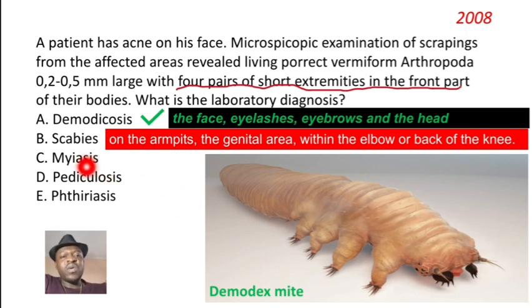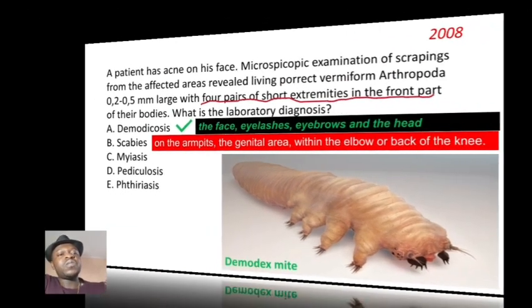All these answers are wrong. Myiasis is caused by tissue eating larvae transmitted by the wall fat fly. Pediculosis is something different. I told you about pediculosis: you have Pediculus humanus capitis for the head, Pediculus humanus corporis, that's the body louse, and then phthiriasis, this one is louse of the what? Pubic region, right?